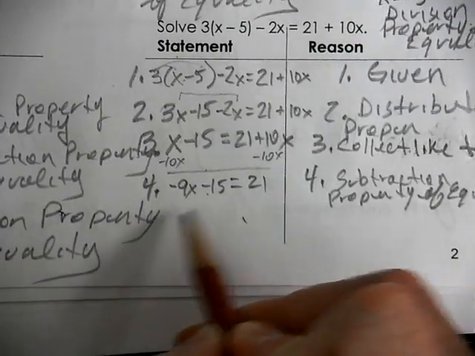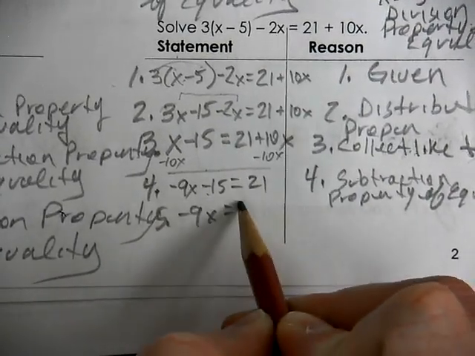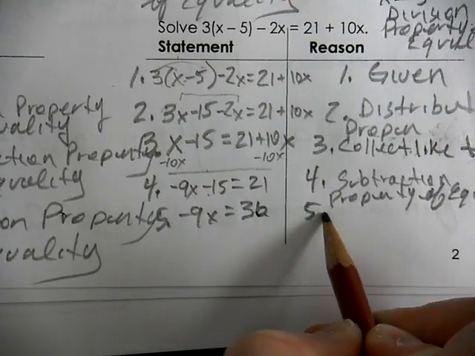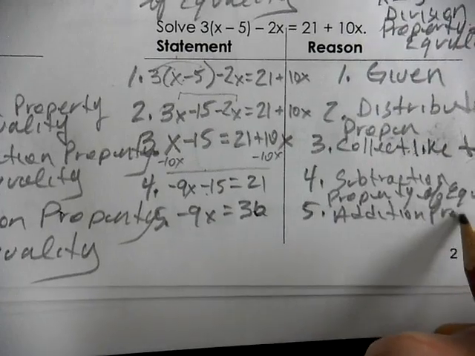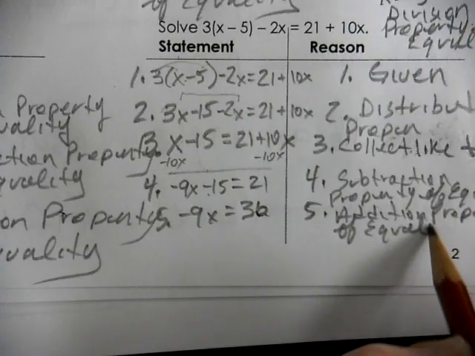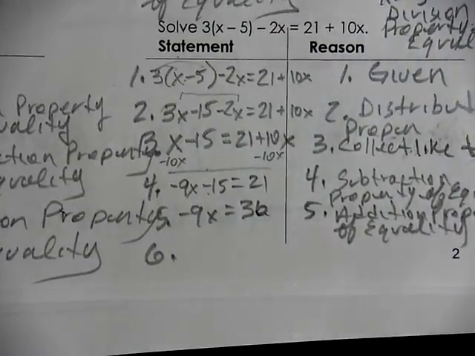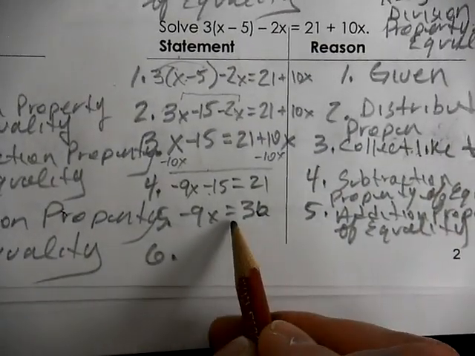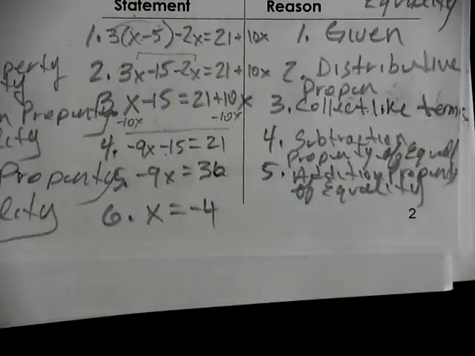Now we would probably add the 15 across. Statement number 5. 36. And that was the addition property of equality. And finishing up with the last one. Somebody want to share what our last statement's going to be? So we're going to divide both sides by the -9. That would give us -4.